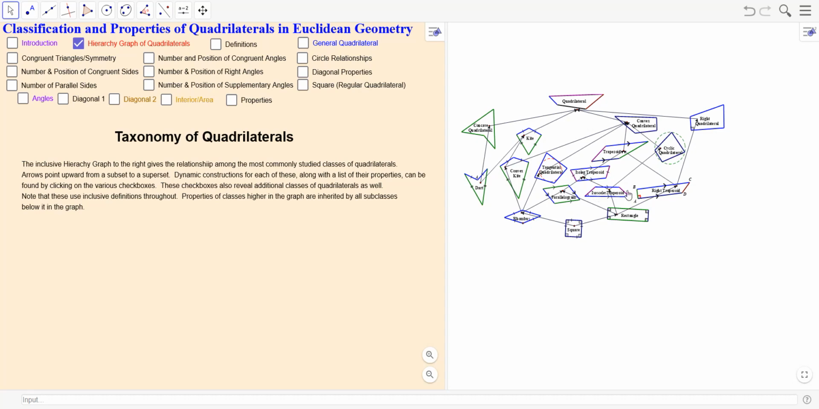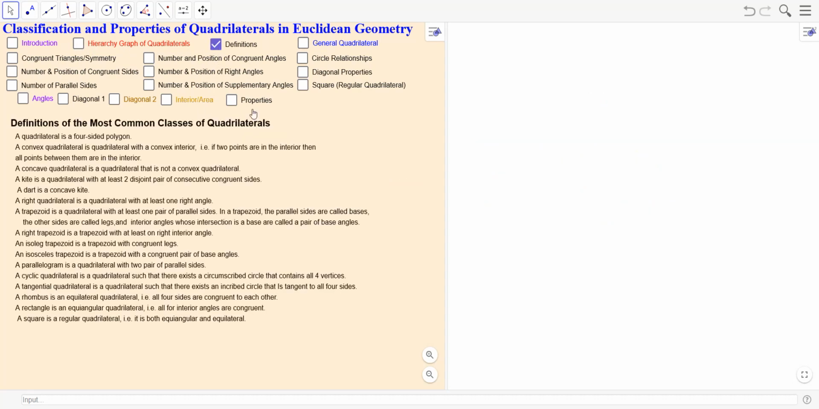Parallelograms, isosceles trapezoids, right trapezoids, rectangles. If it's any two of these three, then it's a rectangle. A rhombus is both a convex kite, tangential quadrilateral, and a parallelogram. And a square is both a rhombus and a rectangle. So you can see the basic setup there. And that is with these following definitions. So these are the basic definitions.